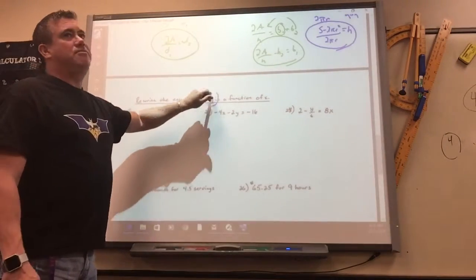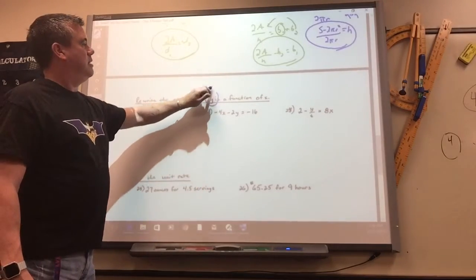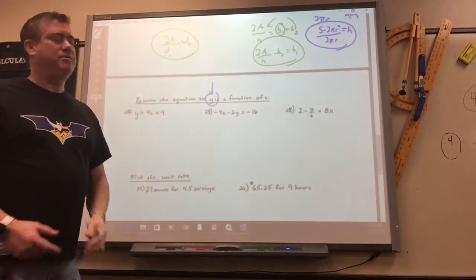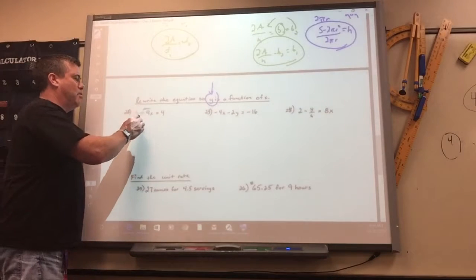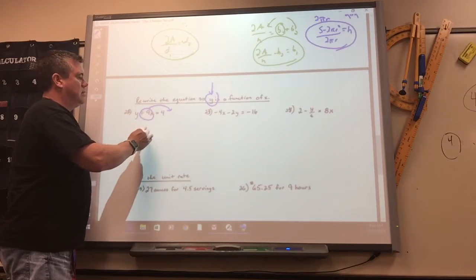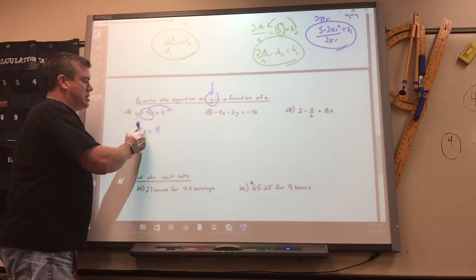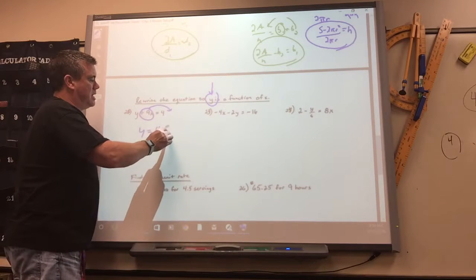Rewrite so y is a function of x. That means get the y by itself. So here, this is a simple one. We just got to move that over. The y stays the same, the 4 stays the same. This changes to minus 9x.